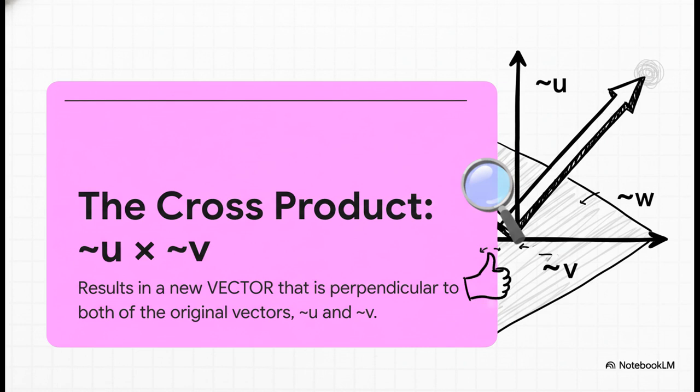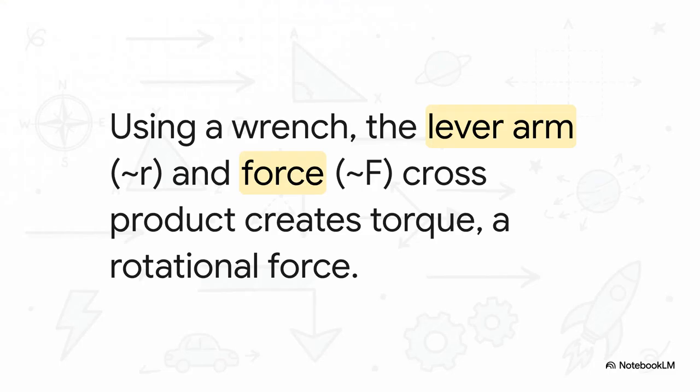This new vector is always perpendicular to both of the original vectors. It kind of pops out into a new third dimension. Okay, so why would you ever need something like that?